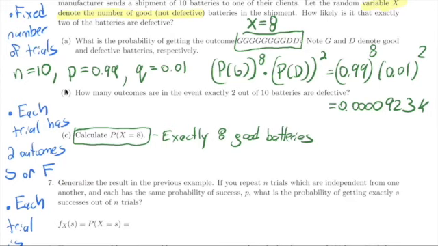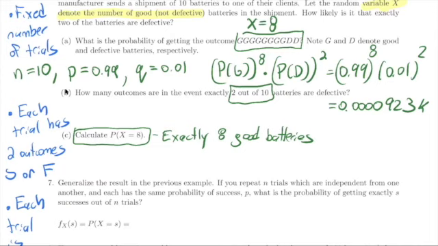So if we want to calculate how many different ways we can get exactly 2 out of 10 batteries defective, or we can think about 8 out of 10 batteries that are not defective, how many different ways can this occur? And we know how we could count those. Would it be n choose k?